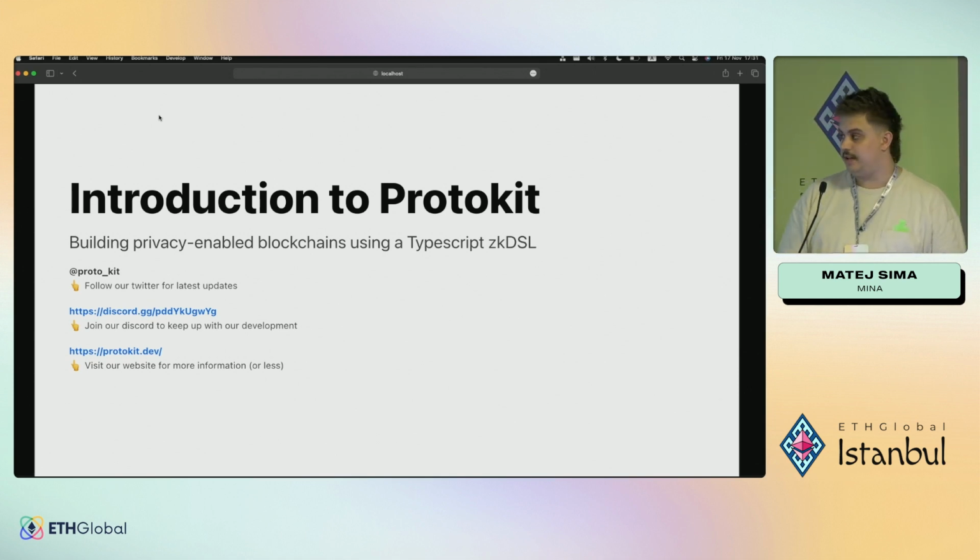My name is Matej, I'm one of the co-founding engineers behind Protokit, and today I would like to show you how you can build your own zk-rollup with little to no learning curve on the Mina Protocol.